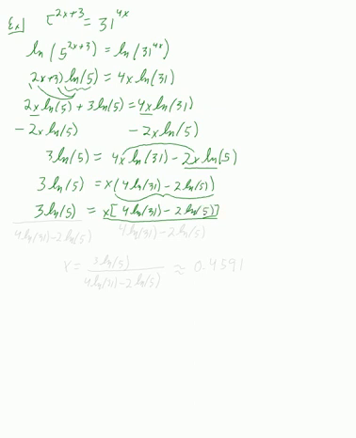Just rewrote that for us. And now we're going to divide by all of this. 4 natural log of 31, that's just some number, minus another number, 2 natural log of 5. Doing that to both sides. 4 natural log of 31 minus 2 natural log of 5. Finally, x is equal to, here we go, 3 natural log of 5 over 4 natural log of 31 minus 2 natural log of 5.